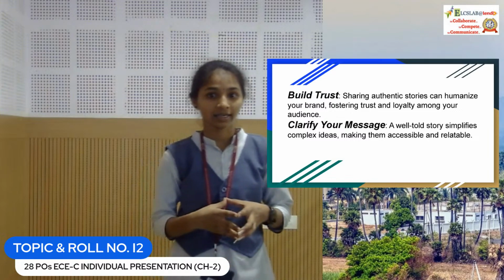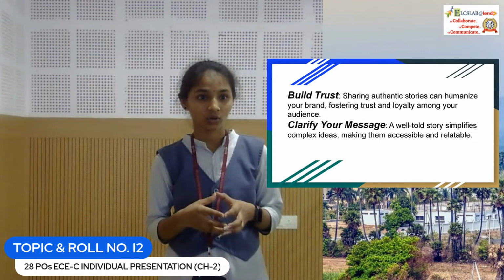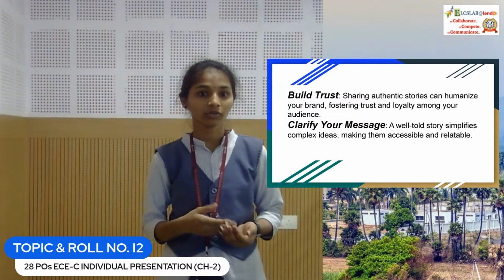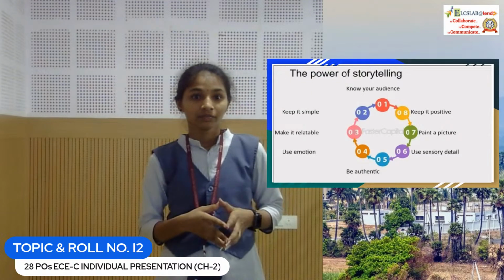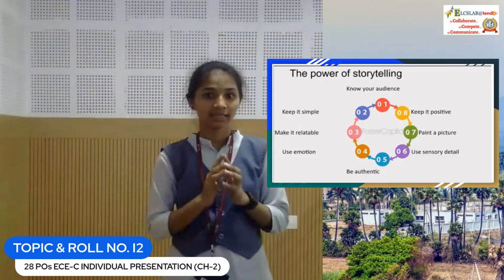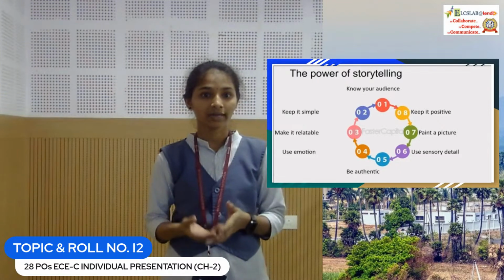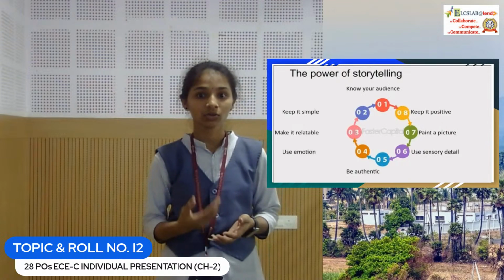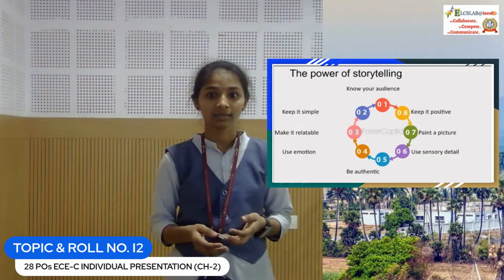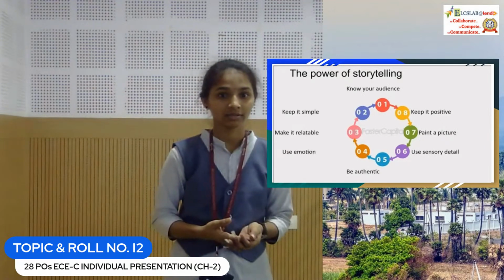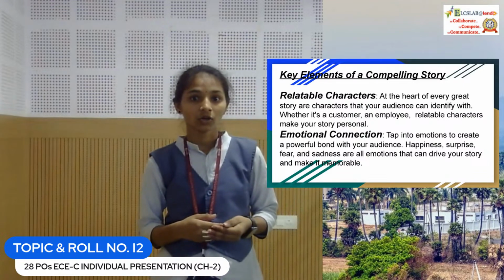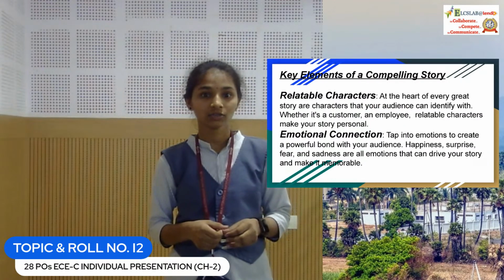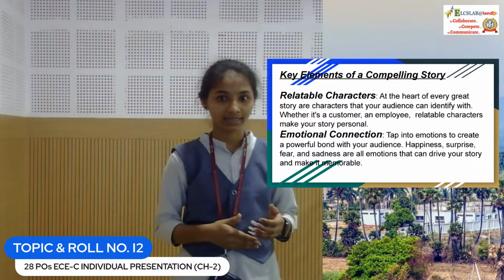Build trust, sharing ethics. Stories can humanize brands and emotions, fostering trust and loyalty among your audience. Powerful storytelling has seven types. The first one is know your audience. Keep it simple, make it relatable, use emotion, be ethical, use sensory details, paint pictures, keep it positive. Key elements of company stories: relatable characters are at the heart of every great story, characters that your audience can identify with.